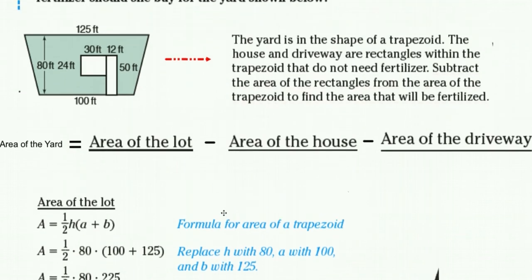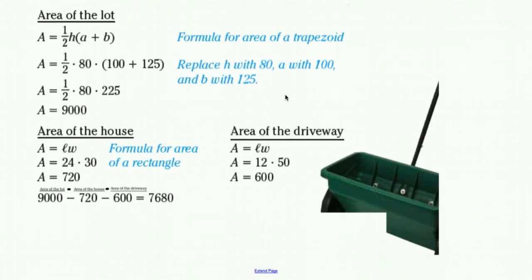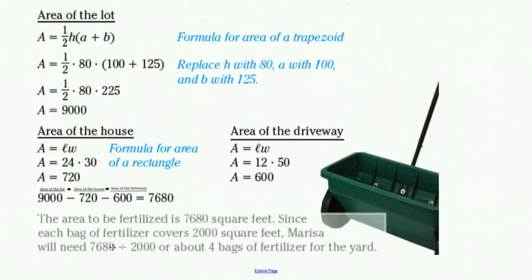After finding the area of the yard, the label on the bag says that the fertilizer she'll be using indicates that one bag fertilizes 2,000 square feet. So how many fertilizer bags should she buy for the yard shown? The area to be fertilized is 7,680 square feet. Since each bag covers 2,000 feet, Marissa will need 7,680 divided by 2,000, or about 4 bags of fertilizer for the yard. In this case, we need to round up, because if we round down, we won't have enough bags to fertilize the yard.